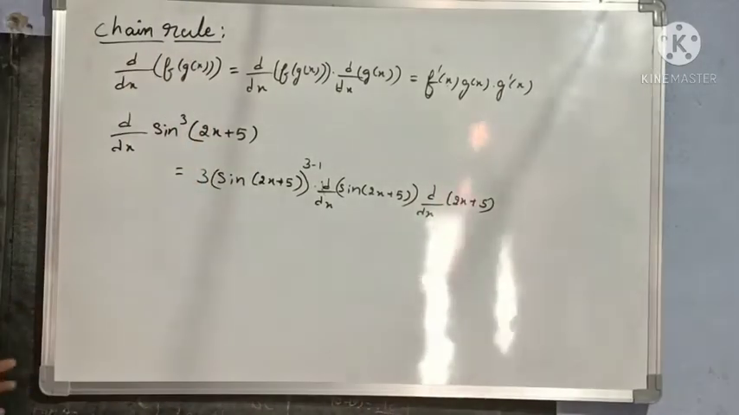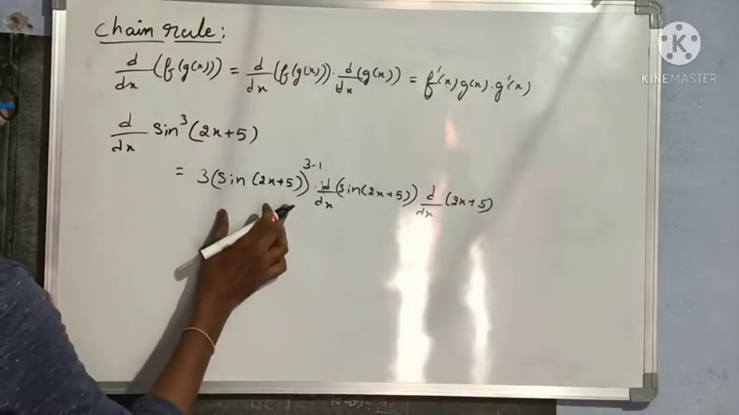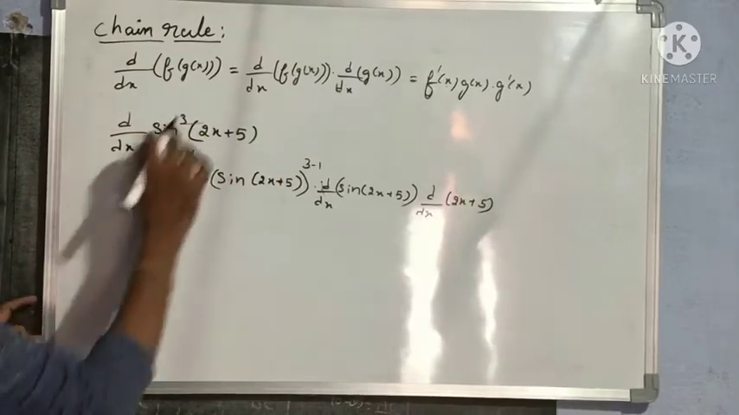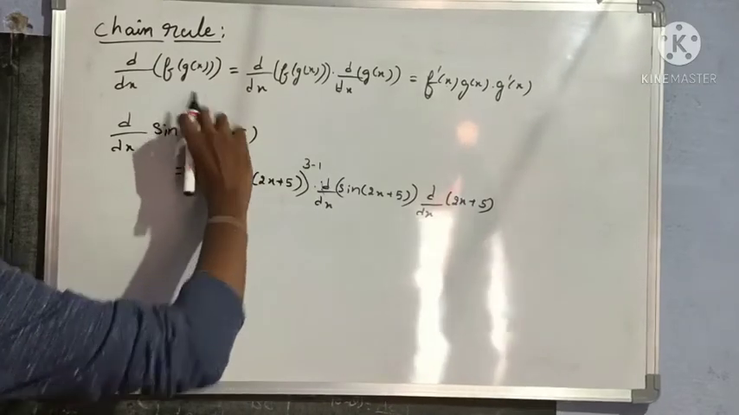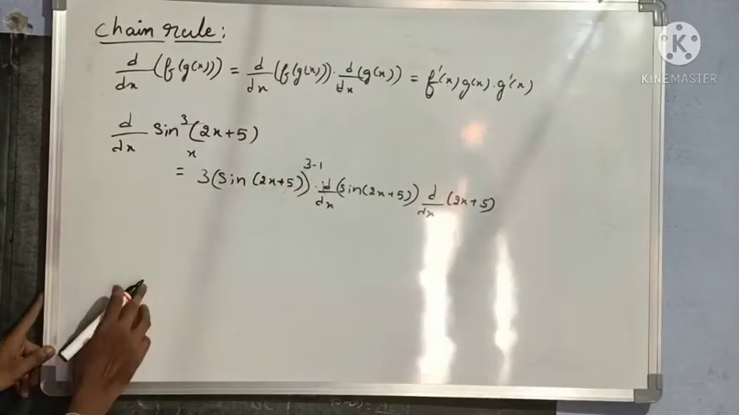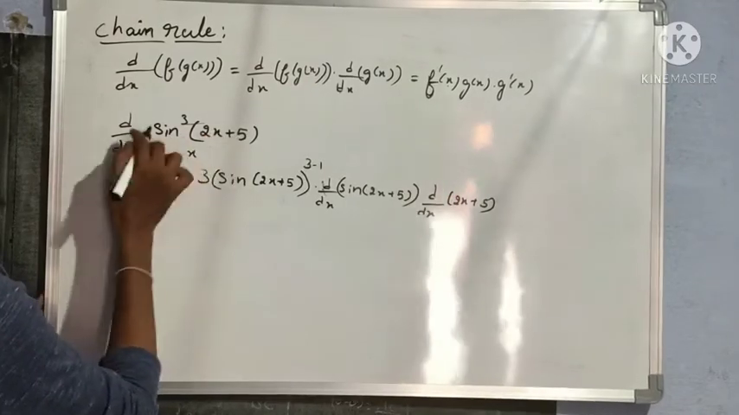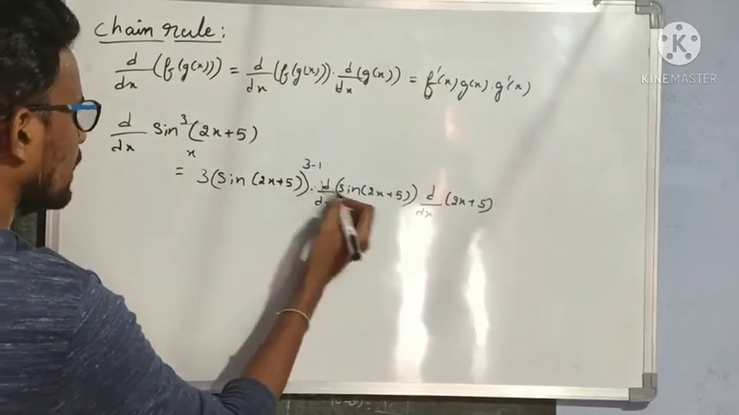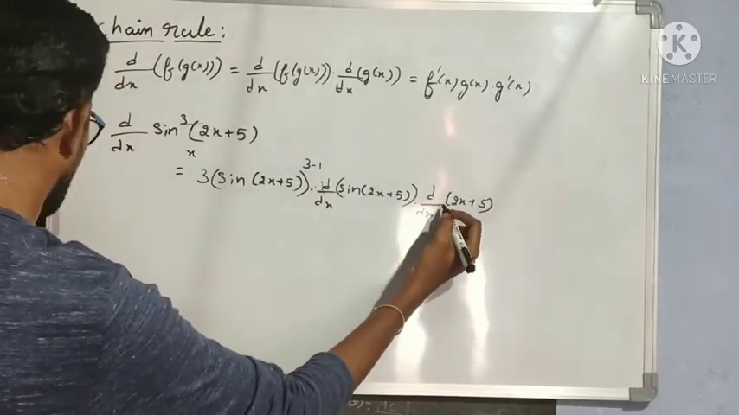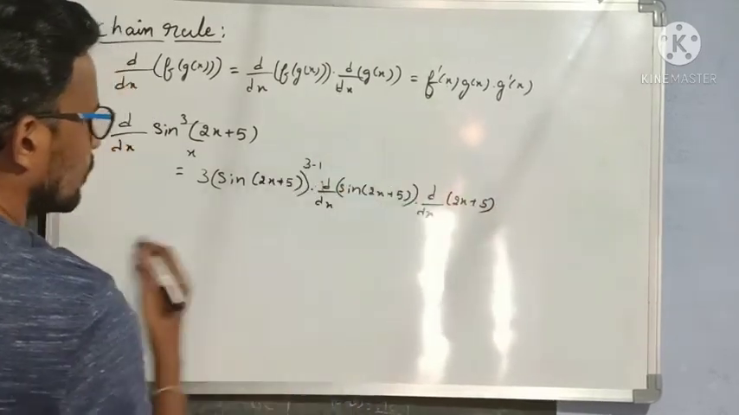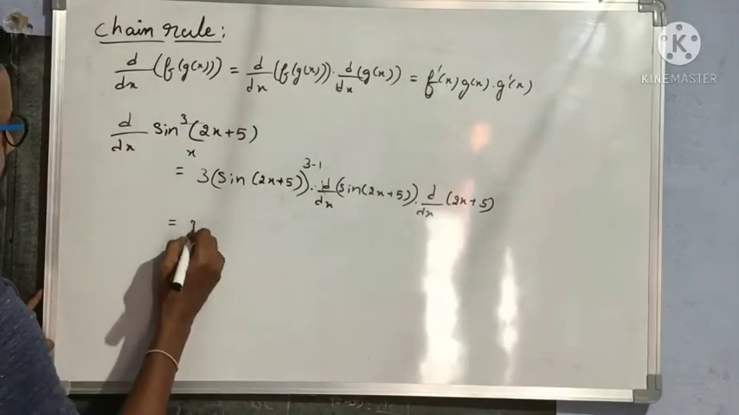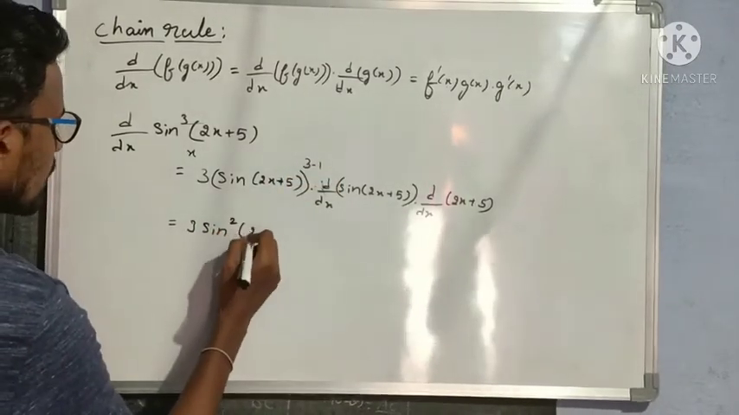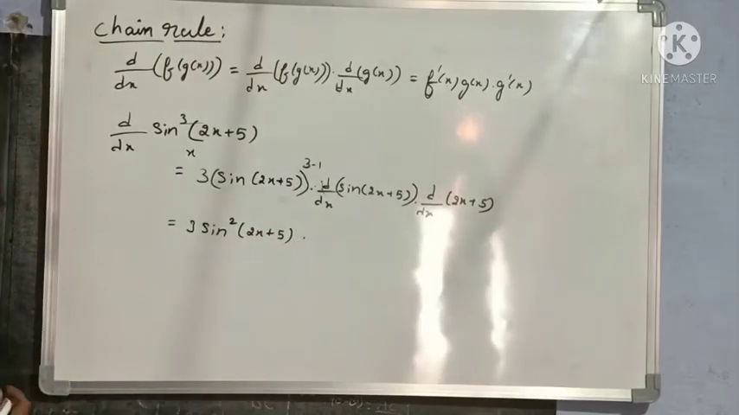So how many times do you have to differentiate now? 3 times. First we have to take this sine of 2x plus 5 as x. Then we have to take d by dx of x cube, that is x power n. If we take d by dx of x power n, then that becomes n into x power n minus 1 into again d by dx of this sine function, that is sine x. So d by dx of sine x, that one you have to multiply, and again you have to find the derivative of the inside function, that is 2x plus 5. So that is equal to 3 into sine 2x plus 5 whole square, I can write as sine square of 2x plus 5, into d by dx of sine x is cos x.